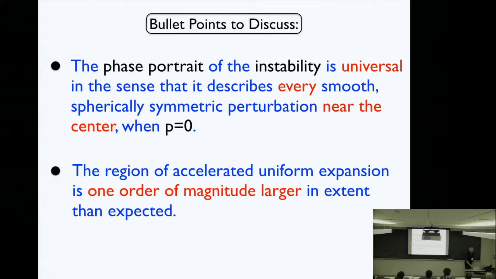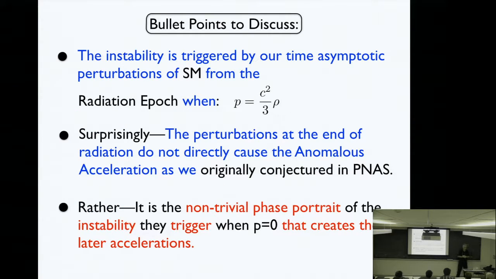It's pretty nice. And the region of accelerated uniform expansion is one order of magnitude larger in extent than you would naively expect when you started this. So the instability is triggered by late time asymptotic perturbations of the standard model from the radiation epoch. Those perturbations trigger it. And surprisingly, it's not what we thought in our previous work. We thought the perturbation at the end of radiation essentially continued passively out to create the anomalous acceleration. Not so. It's the phase portrait of the instability it triggers that shows you the anomalous acceleration. And in fact, it turns around. It was actually the opposite way you would expect.